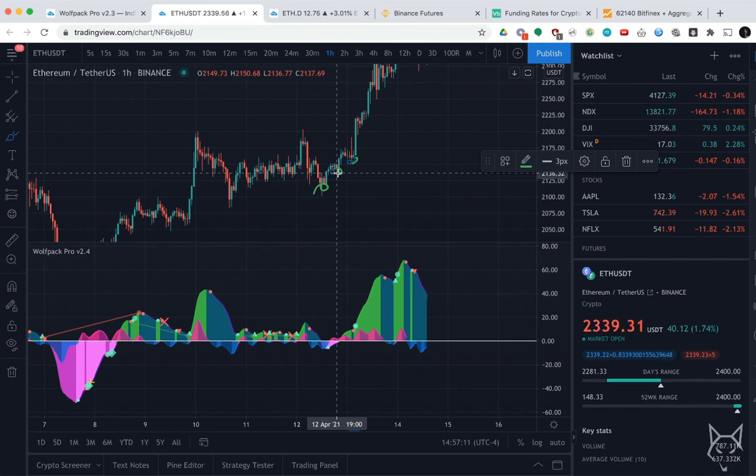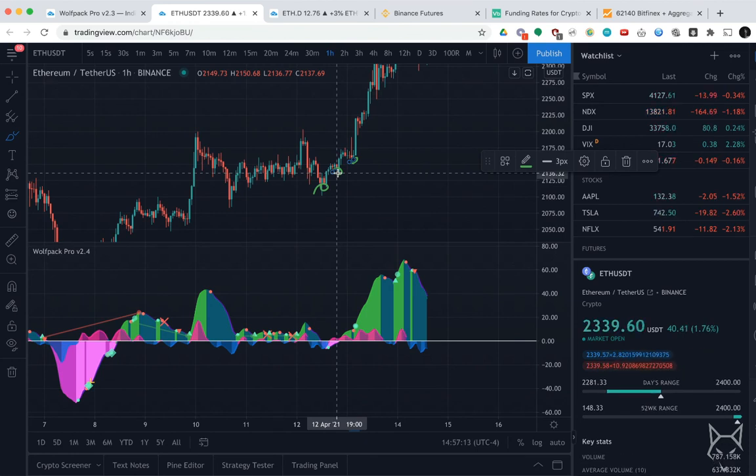But now we have an understanding of the flow of investors coming into Ethereum versus leaving Ethereum with respect to other assets. And that is the most powerful perspective that we could have to understand why a certain coin may be going to the moon.